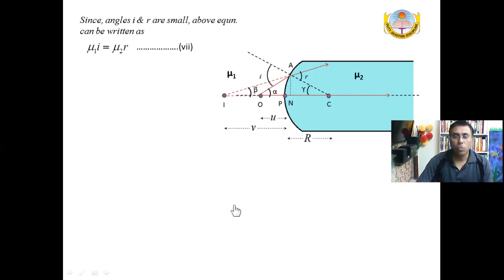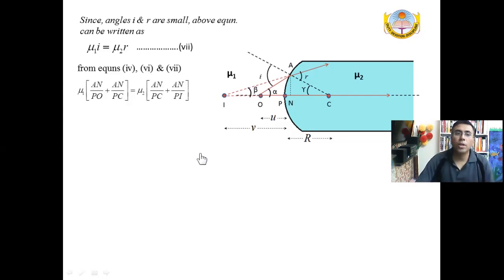Now what we do is combine equations 4, 6, and 7 together. Equation 4, remember, gives a relation of I in terms of AN, PO and PC, and equation 6 gives the relation of R in terms of AN, PI and PC. So when I club those two equations with equation 7, I get mu1 into AN upon PO plus AN upon PC equals mu2 into AN upon PC plus AN upon PI.